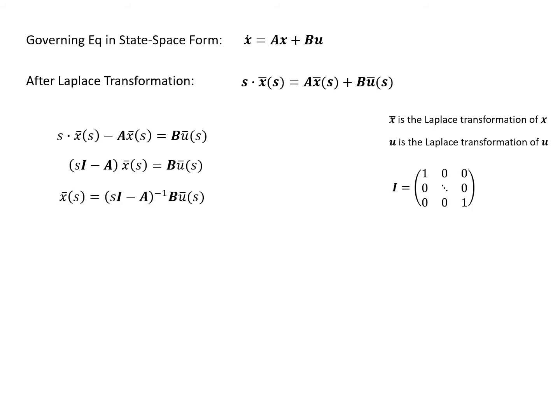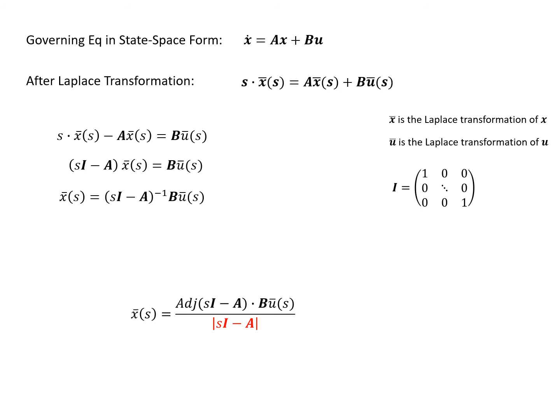Okay, so now let's go further. We can combine the common terms for X bar, moving A X bar towards the left-hand side, and then we can have this. And you may notice there's an I. I is the diagonal unit matrix. And then we can have X bar(s) finally equals the inverse of (sI minus A) times B times U bar(s). So this transforms the original state space equation, and then we can have X bar.